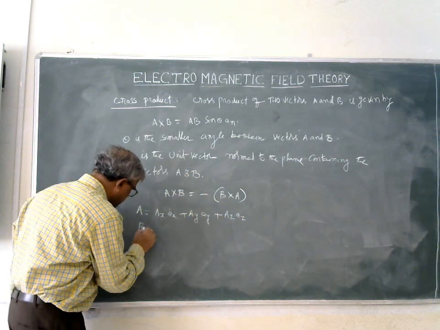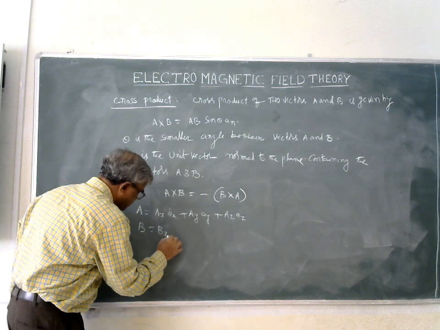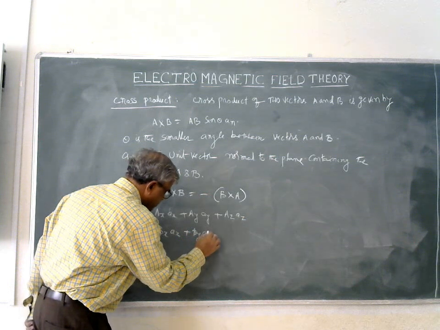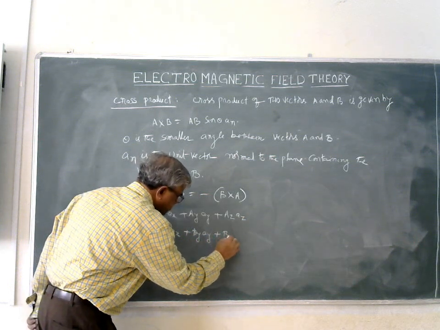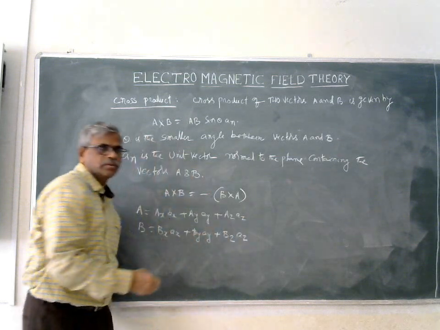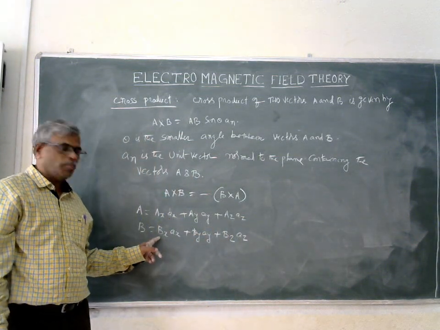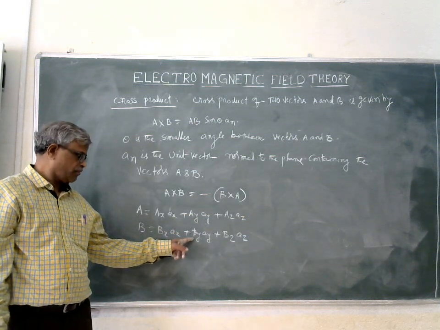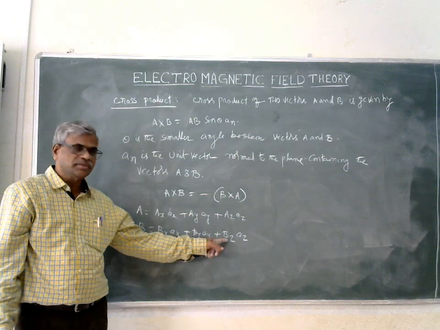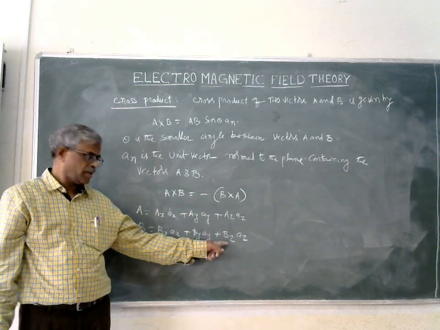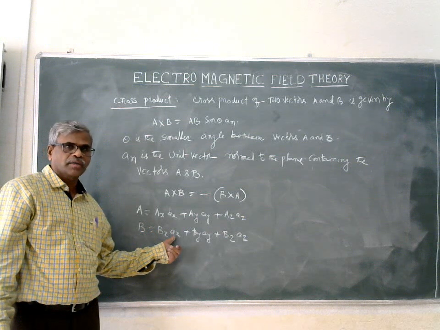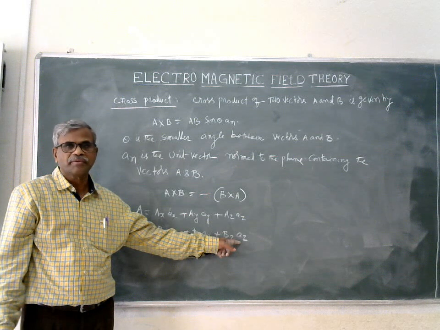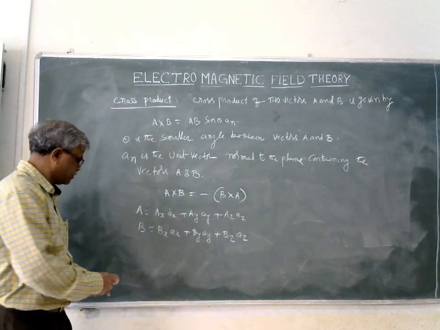And the B vector is Bx ax plus By ay plus Bz az. Bx is the component of vector B along the x-axis, By is the component along the y-axis, and Bz is the component along the z-axis. ax is the unit vector along the x-axis, ay along the y-axis, and az along the z-axis.